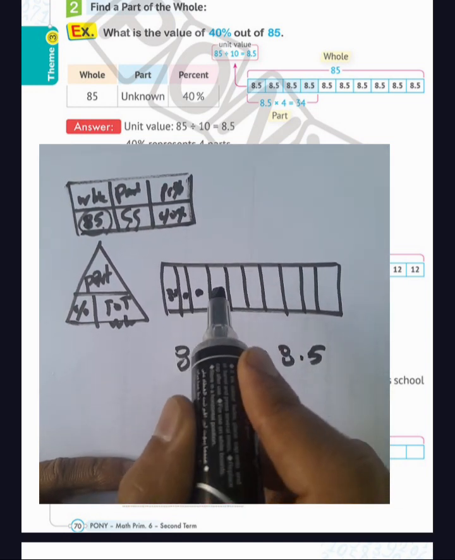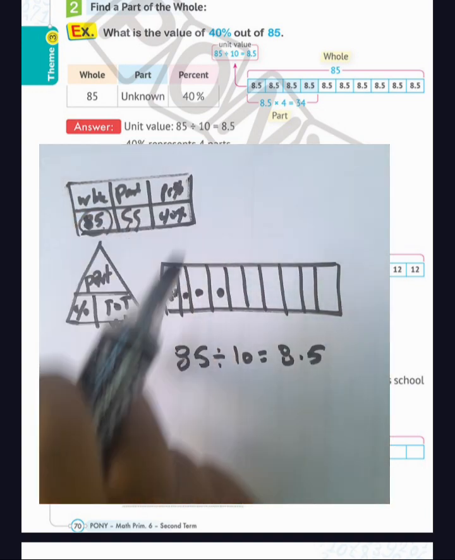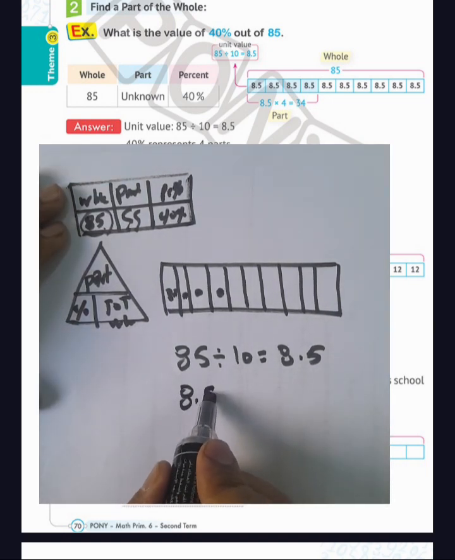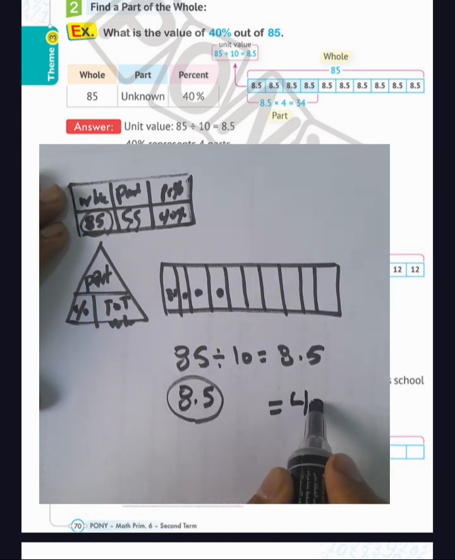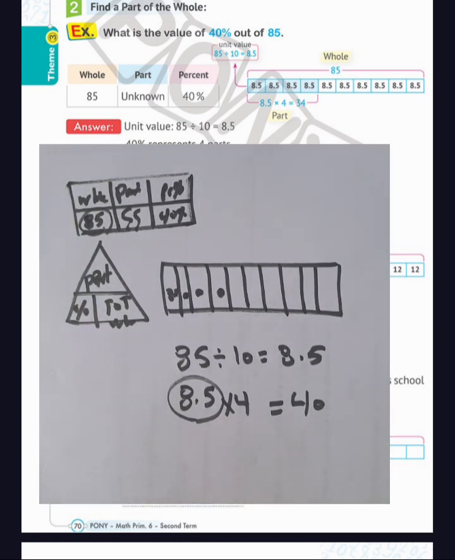Okay, and ask yourself, what do we want to find? 8.5 here and 40. Ask yourself, 8.5 multiplied by what? 8.5 multiplied by 4 equals 40 or not? What do we want to find? Here 40%. We want 40%. Okay. The number here of the percent was 40%.